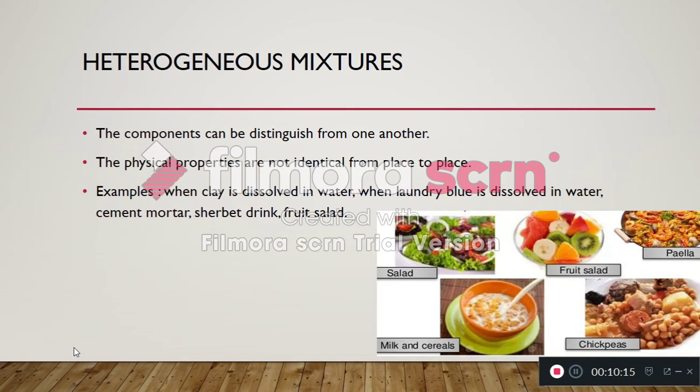The characteristics of heterogeneous mixtures are that the components can be distinguished from one place to another. The physical properties are not identical from place to place. Examples: when clay is dissolved in water, when laundry glue is dissolved in water, cement mortar, sherbet drink, fruit salad, etc.